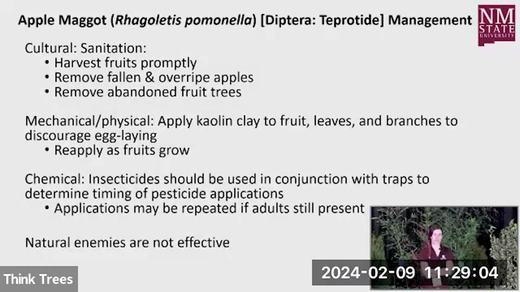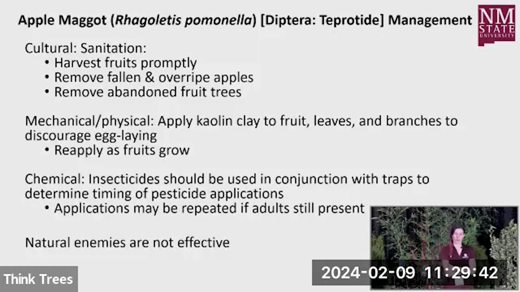So cultural methods, sanitation is extremely important for the apple maggot. Harvesting fruits promptly, not leaving any fruit on the ground, removing fallen, overripened fruit is very important. And then also removing abandoned fruit trees, so fruit trees you aren't using, because those could be sites for them to infest. Mechanical methods. There are a variety of things you can do to discourage their egg laying. So you can apply clay to the fruit, but it's kind of messy to reapply it. But that is one strategy people use.